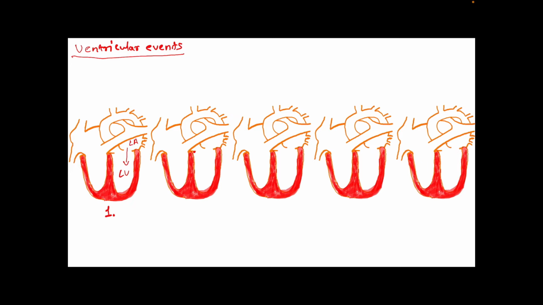Now when the left atrium empties its blood into the left ventricle, what happens? The pressure inside the left atrium decreases, and as the left ventricle gets filled with blood, the pressure inside the left ventricle will increase. So it will push the atrioventricular valves, and these open atrioventricular valves will get closed.